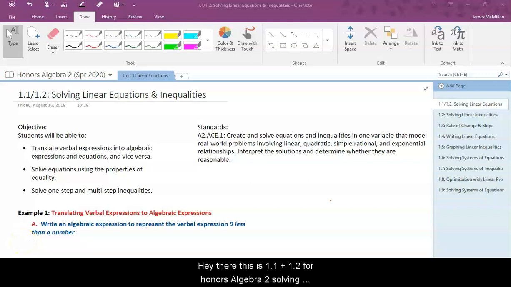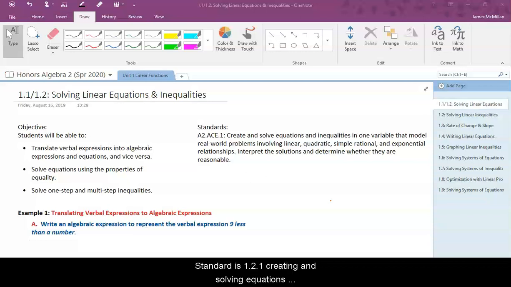Hey there, this is 1.1 and 1.2 for Honors Algebra 2, solving linear equations and inequalities. The objectives here, we've got three. Students will be able to translate verbal expressions into algebraic expressions and equations, and vice versa. Solve equations using the properties of equality, and solve one- and multi-step inequalities.